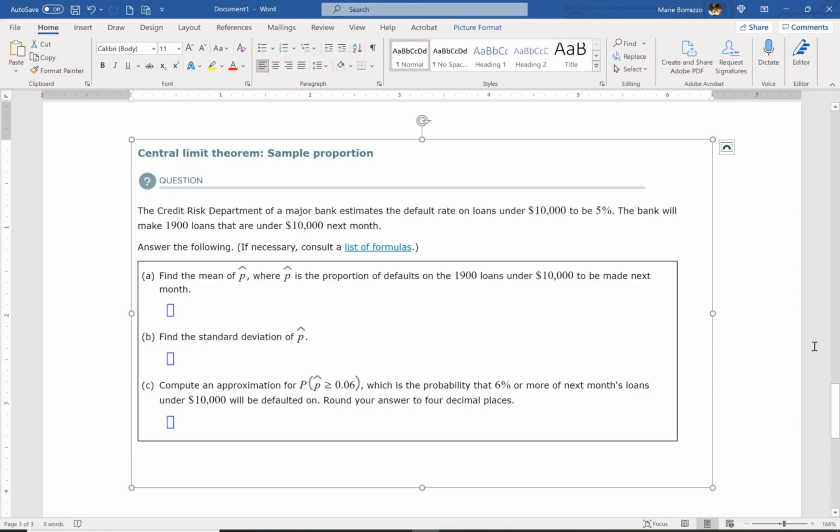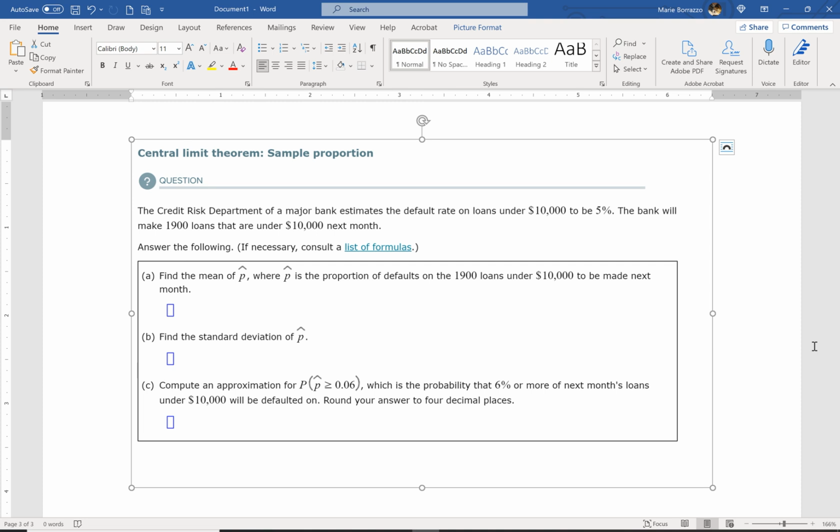All right, this is just another review and short recording of central limit theorem relative to sample proportions. I was just helping a student, and I realized that some of you may not be catching on to the basics of what is required here.